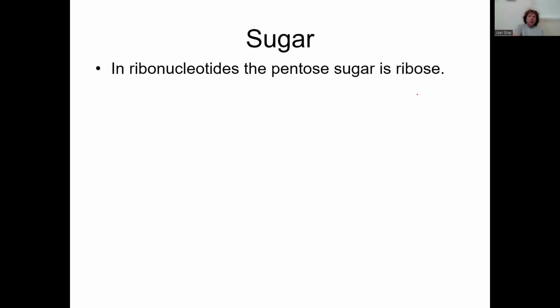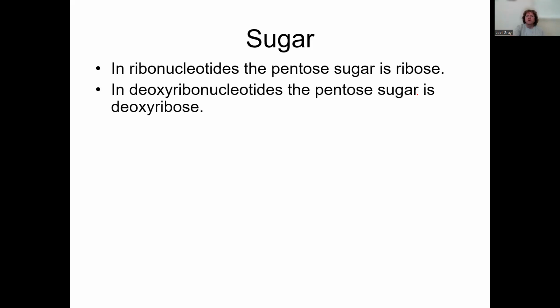Now, the second part of a nucleoside is the sugar. I'm going to go from a nucleoside to a nucleotide, but I'm going to focus on building a nucleotide. So when we have a nitrogenous base and a sugar, we've made up a nucleoside. In ribonucleotides, the pentose sugar is ribose. The same thing goes for ribonucleosides. The sugar is ribose. In deoxyribonucleotides and deoxyribonucleosides, the pentose sugar is deoxyribose.